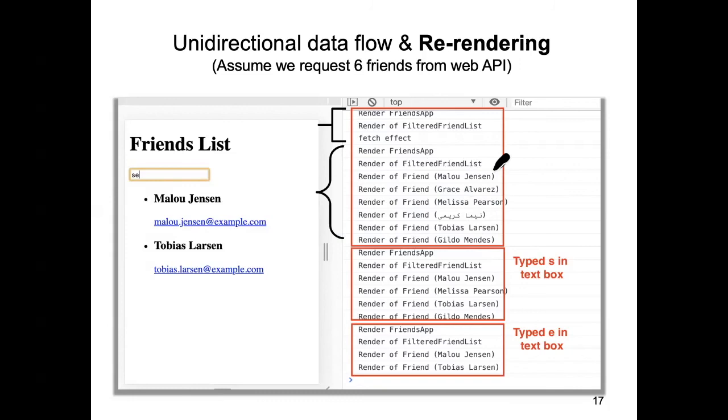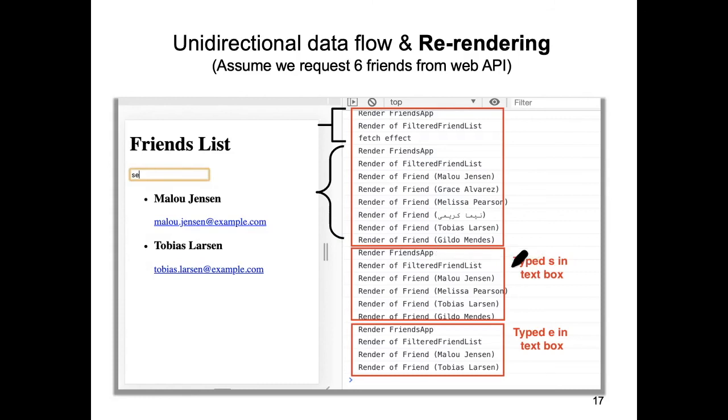So the friend component has 6 instances of it executing, and that's where these are coming from. I type something into the text box that causes the state change in the top component. It re-renders. The fetch callback doesn't execute at all this time because its dependency array was the empty array, so it only runs on the first mounting of the top component.